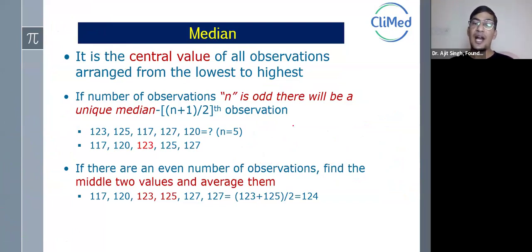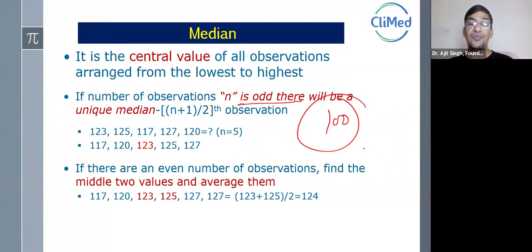Now I told you about the median for odd numbers. If the number of observations is 100, then how can you do that? How will the observation be counted? In that case, there is another formula.